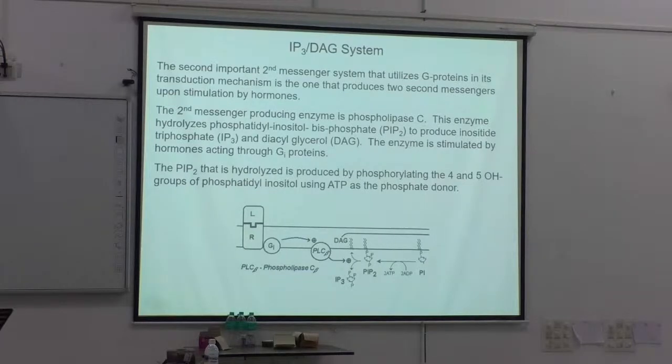It produces what? Diacylglycerol and PIP2. PIP2 acts as a second messenger. DAG acts as a second messenger in a separate manner.